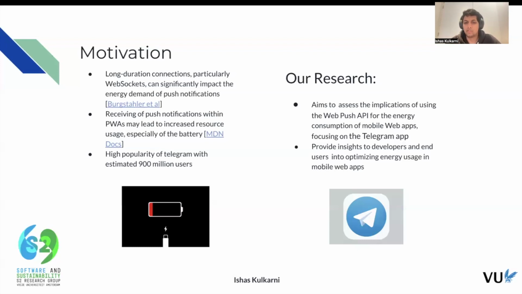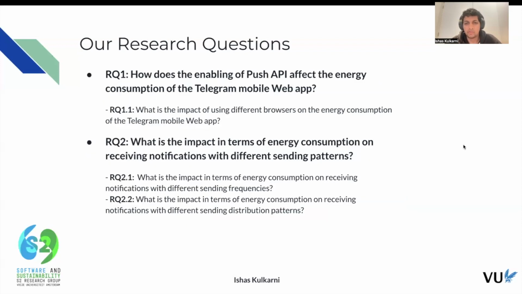As our subject, we selected the Telegram app considering its popularity with an estimated 900 million users worldwide, and due to the fact that Telegram is one of the few apps that exposes various APIs to control the sending of push notifications for its web application. Considering these factors, we base our research questions. Our research question aims to mainly assess the implications of using Web Push API for the energy consumption of mobile web apps. As a part of the study, we have two main research questions, with each having sub-research questions on the basis of which we design our study.